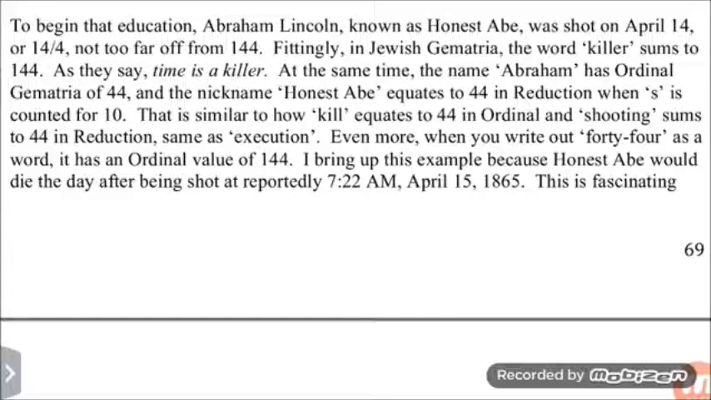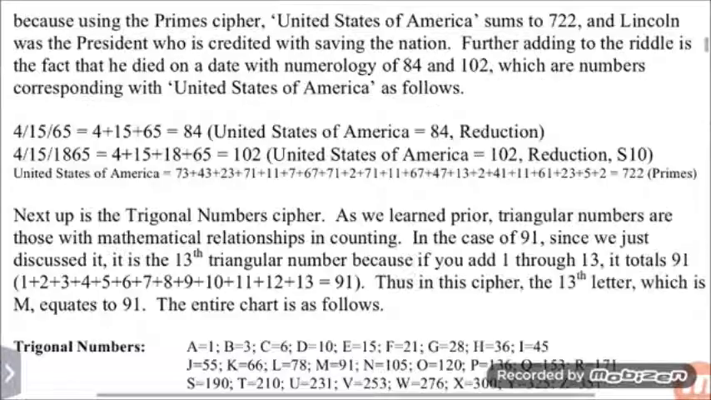I bring up this example because Honest Abe would die the day after being shot at a reportedly 7:22 a.m. April 15, 1865. This is fascinating because using the prime cipher, United States of America sums to 722, and Lincoln was the president who is credited with saving the nation. Further adding to the riddle is the fact that he died on the date with the numerology of 84 and 102, which are numbers corresponding with United States of America as follows.